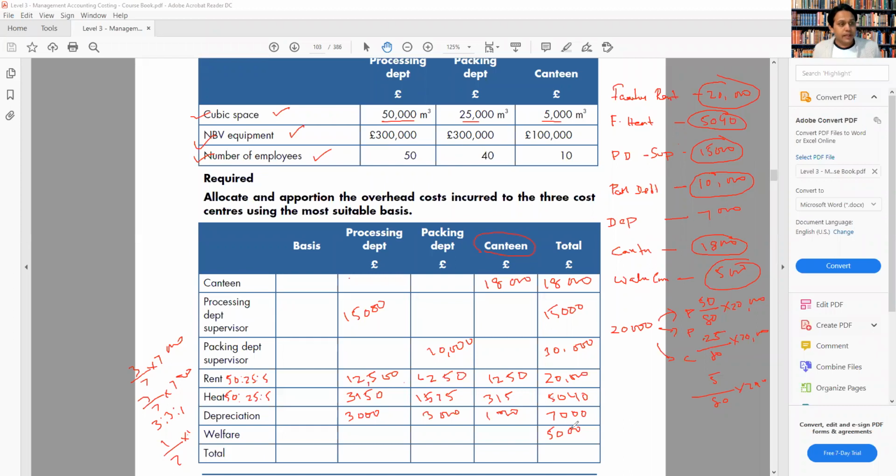Number of employees. Very well done, Annie. Yes, D and Najia, number of employees. So we have 50, 40, and 10. So we said, okay, that will be 50, 40, and 10. So I said, we can do 5, 4, 1. So we can say 5 plus 4 is 9 and 10. So we can say 5,000.